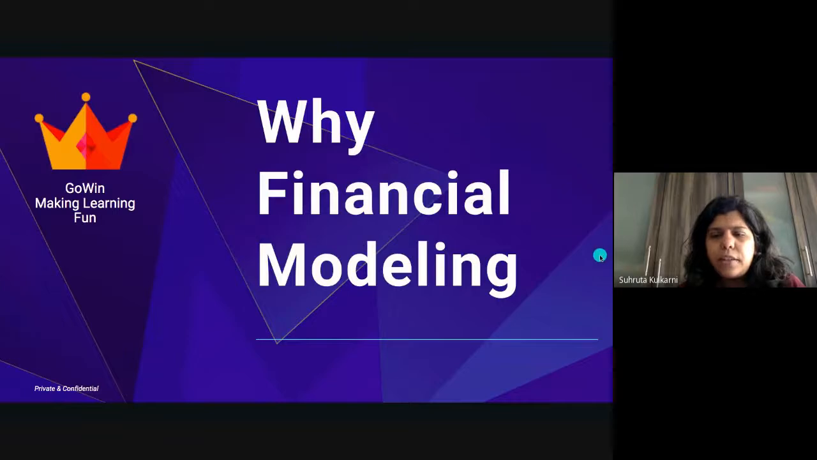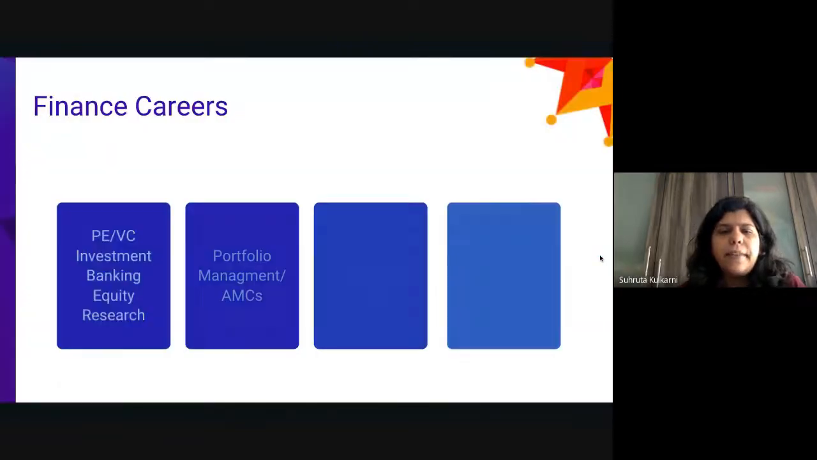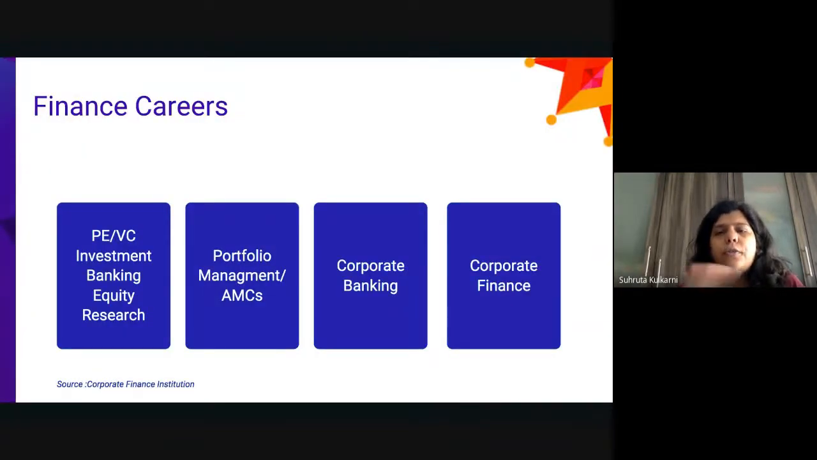Great. So why financial modeling? Let's quickly look at that. Definitely, I'm assuming that all of you who are present here today are interested in finance.